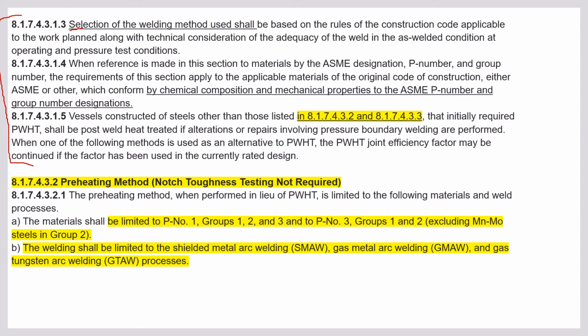book questions, okay. Then the preheating method, where notch toughness testing is not required, okay. The notch toughness test is needed when impact testing is required. When an impact test is required, then only will we go for the notch toughness. The preheating method, when performed in lieu of PWHT, is limited to the following material and weld process. The material shall be limited to P1 group 1, 2, 3, P3 group 1, 2, excluding manganese, moly, steel in group 2. The welding shall be limited to shielded metal arc welding, gas metal arc welding or GTAW.